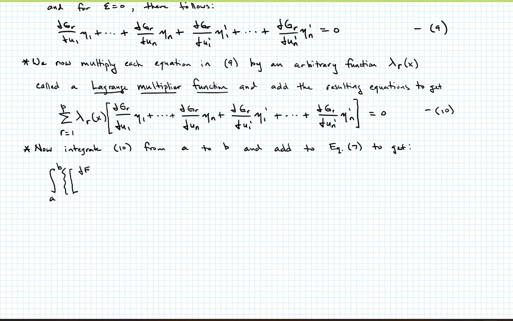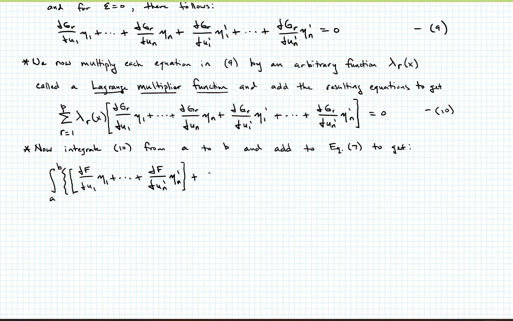This is the partial of f with respect to u1 times eta 1 plus all the way up to the partial of f with respect to un prime times eta n prime, right? That's a little more compact than I've been writing it before, but this is getting to be kind of a long integrand.